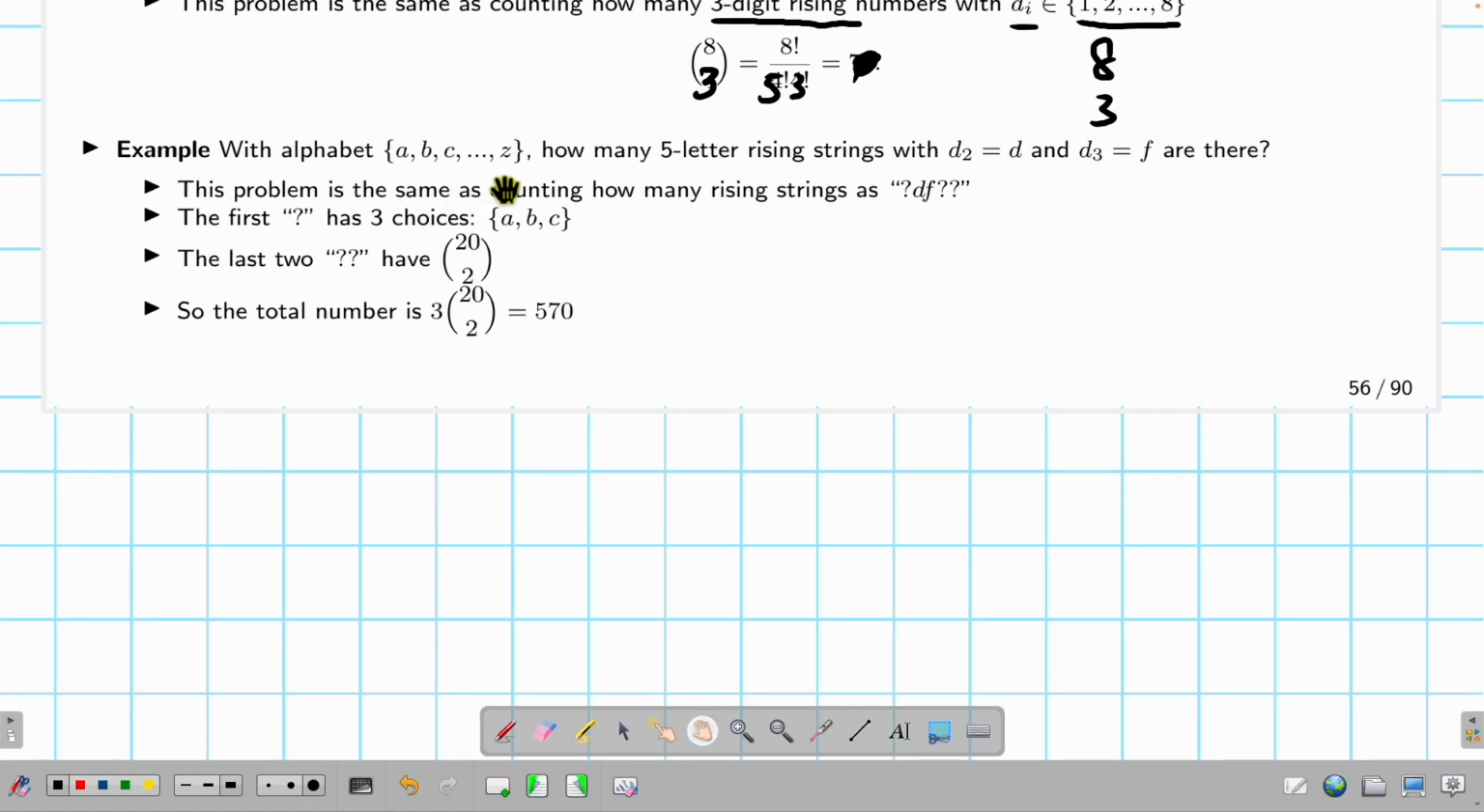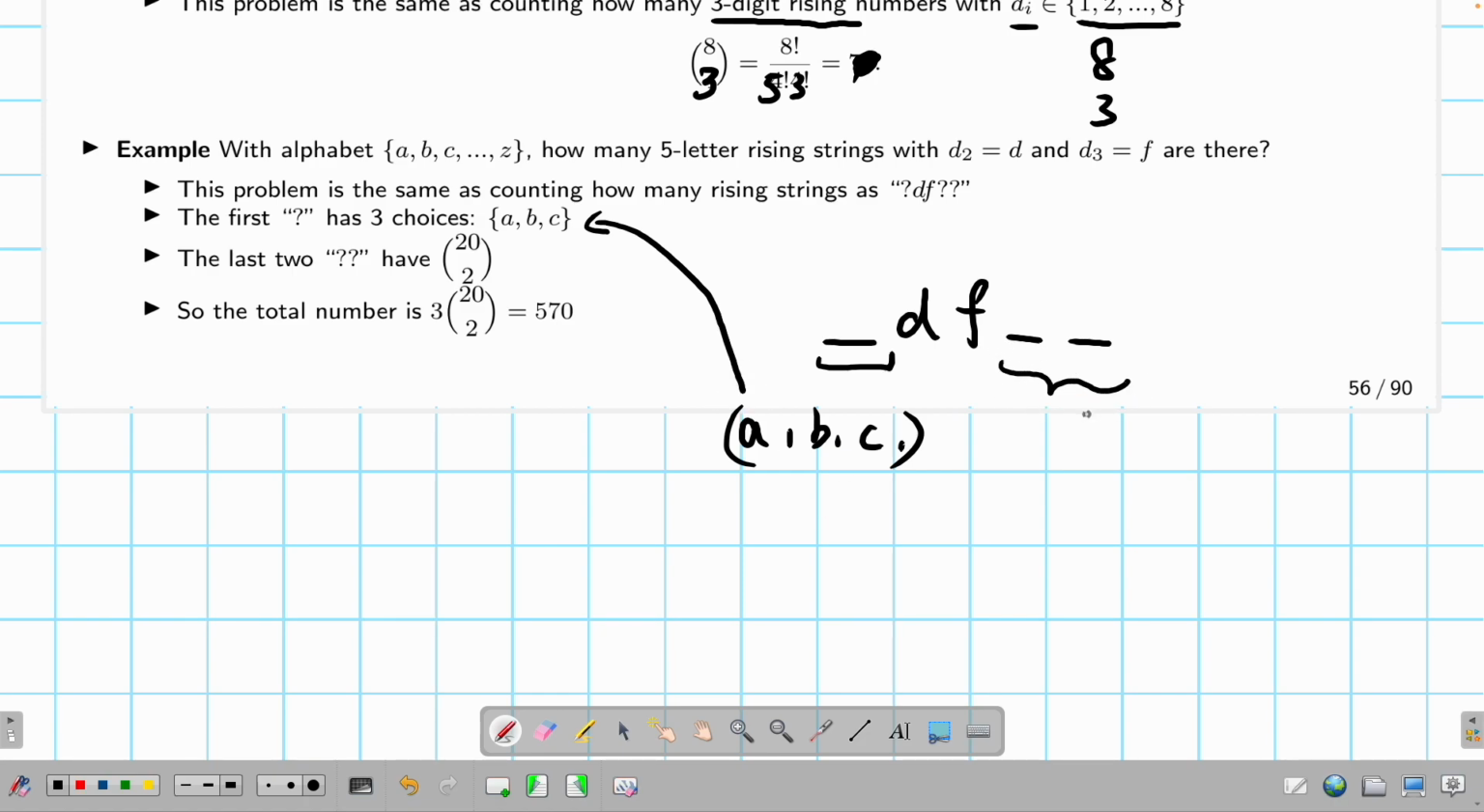With the alphabet A, B, C, D, E, F up to Z, how many 5-letter rising strings with D2 being D and D3 being F are there? How do we approach this? This problem is the same as counting how many rising strings there are of the form question mark, D, F, question mark, question mark. We want rising strings, so the first position can be anything before D: A, B, C. So there are 3 choices.